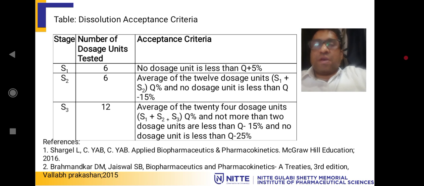So today we have learned the various dissolution apparatus and the acceptance criteria for the dosage form. The reference is Shargel and Brahmankar, as described earlier. Please go through the textbook and read them.